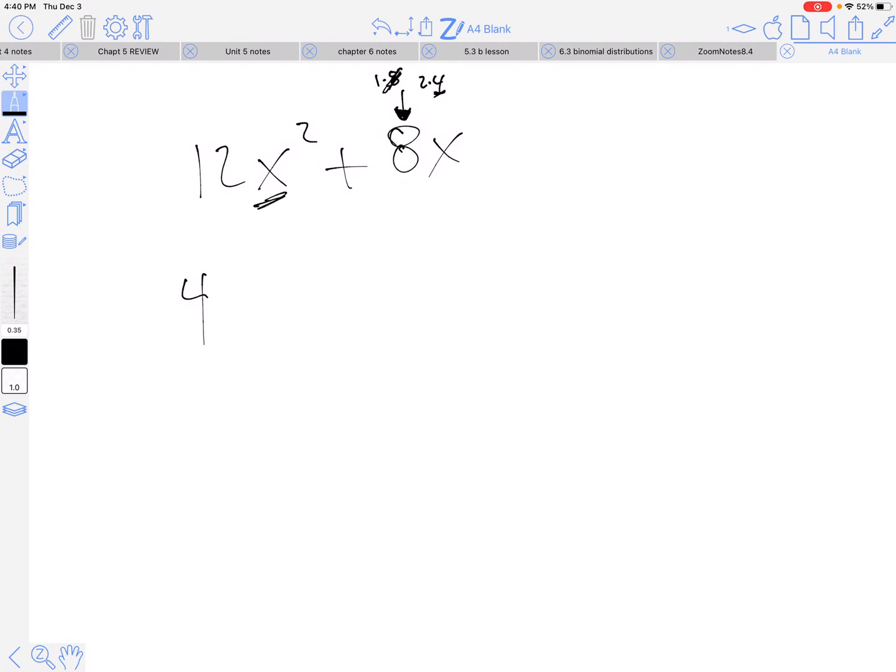is 4. Then I look at their variables. They both have at least 1. So you find the least amount that each has. This one only has 1, that one has 2, the least amount is 1. Then we think, all right, what would 4 multiply to give us 12? 3. What x multiply to give us x squared? And we're done. Okay, so that's GCF factoring. Make sure you know how to do that.